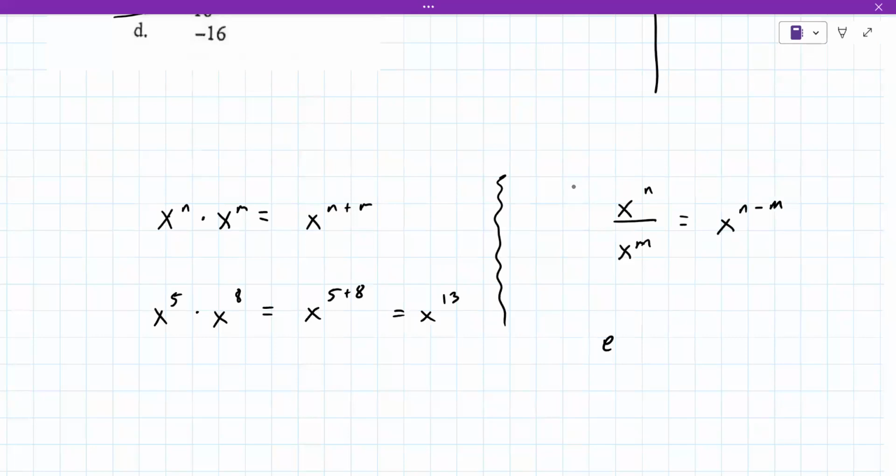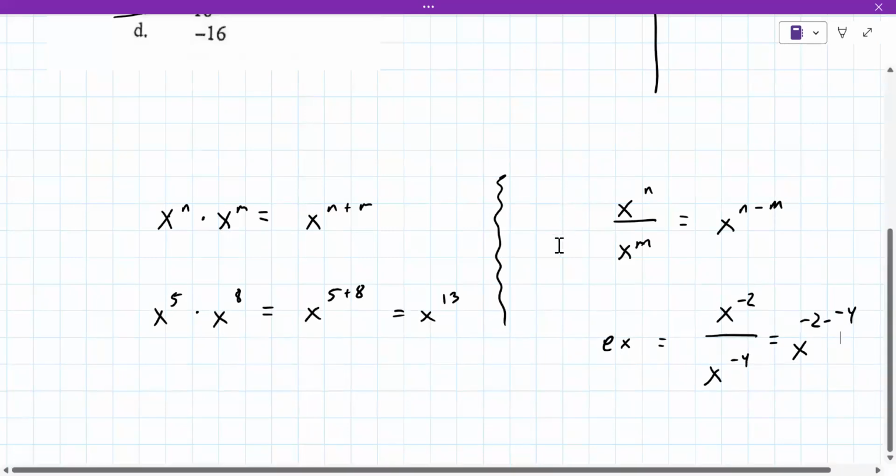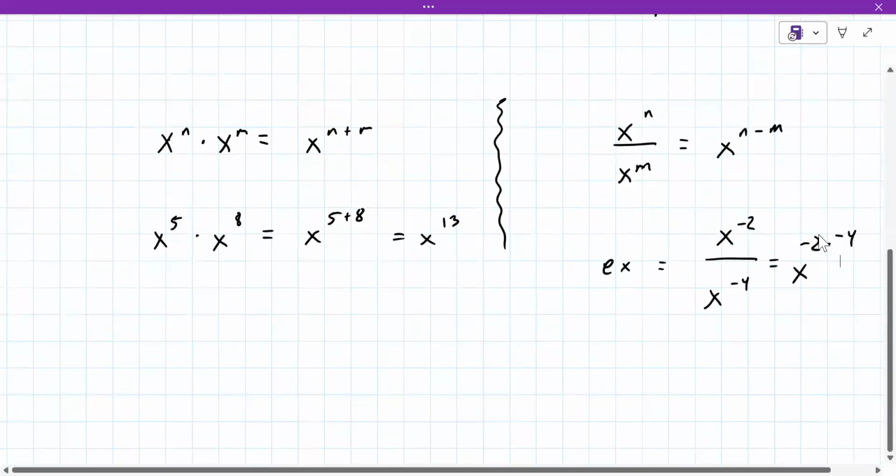So an example would be like, oh, I don't know, x to the -2 over x to the -4. This becomes x to the -2 minus a -4. Right. So what does that become? -2 minus -4. Two. Maybe negatives make a positive. x to the 2. X squared.